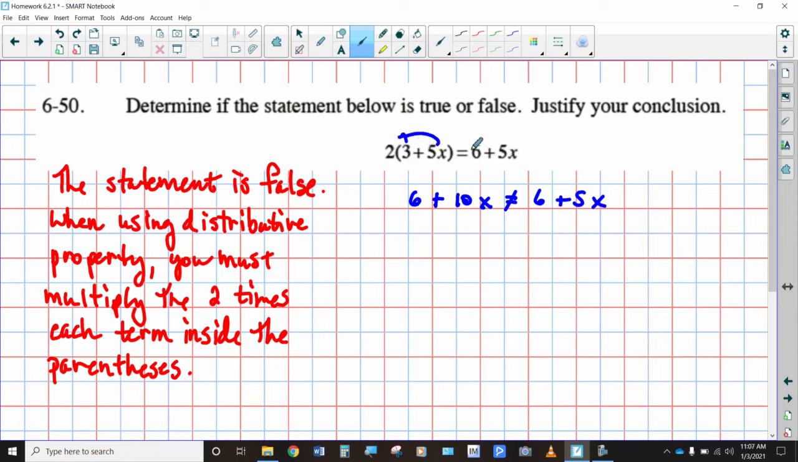They were thinking that you just multiply the 2 times the 3, but when you're using distributive property, you've got to multiply it times each of the terms inside the parentheses. So this becomes 6 plus 10x, not 6 plus 5x. Okay, so that is one of the reasons why I ask you to always show sending in the dive bombers, because if you don't show this step, we often forget to multiply this number times the second or third or any other term that might be in that parentheses.